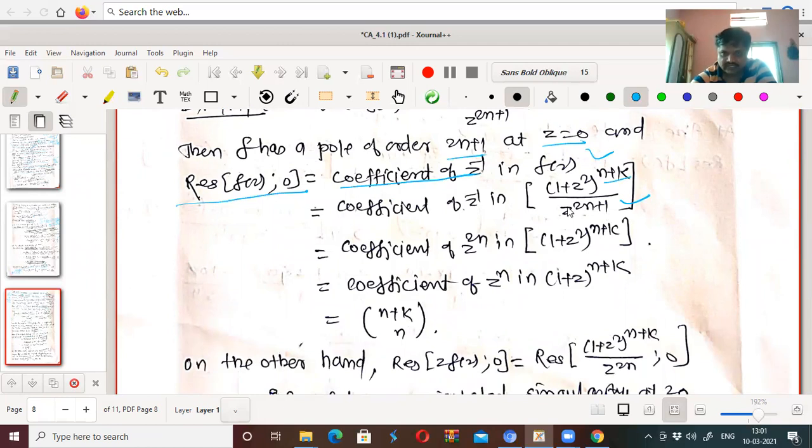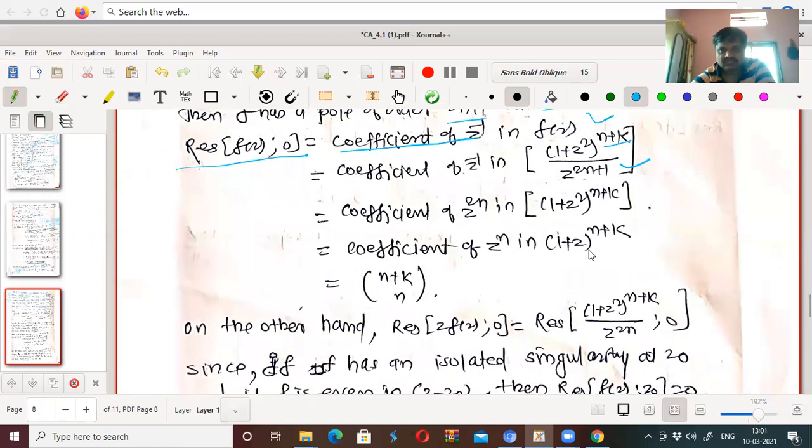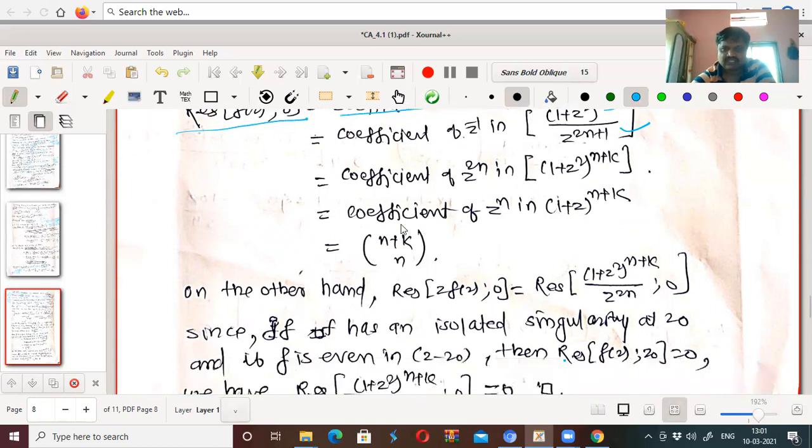If I take z raised to 2n here, minus 1 is this, z raised to 2n plus 1. If we take z raised to 2n plus 1 outside, it is the coefficient of z raised to 2n in only this numerator. So it is the coefficient of z raised to n in (1 plus z) to the power n plus k, because z squared is replaced by z. And we know that the coefficient of z raised to n in (1 plus z) to the power n plus k is n plus k choose n.